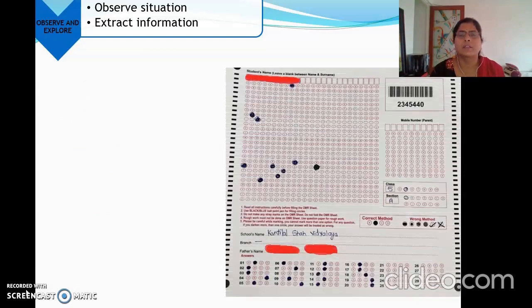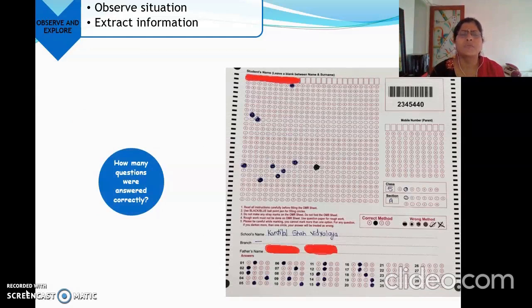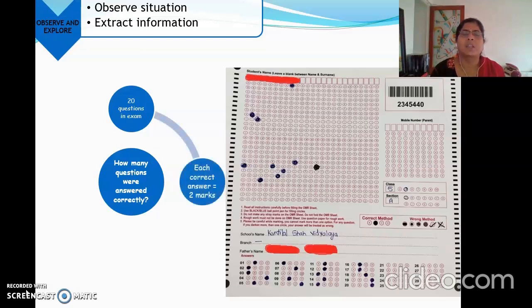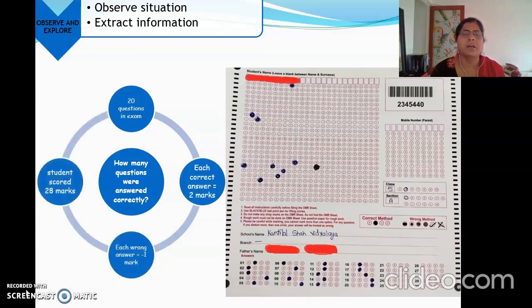What is this? The OMR sheet. So, how many questions were answered correctly by the student, if there are 20 questions in the exam, each correct answer gives 2 marks, each wrong answer gives -1 mark, and the student scored 28 marks?